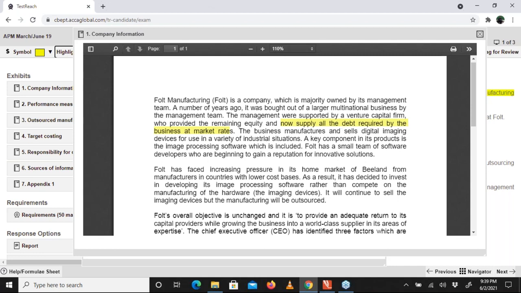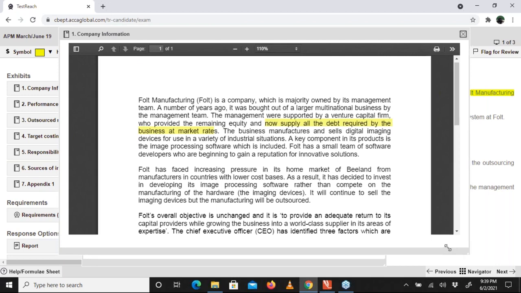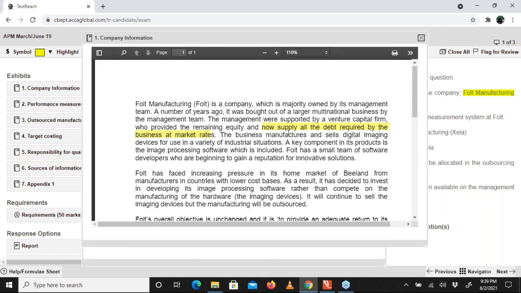Now it says the business manufactures and sells digital imaging devices for use in a variety of industrial situations. A key component in its product is the image processing software which is included. So what is the key component in its product? It's an image processing software. It says Fault has a small team of software developers who are beginning to gain a reputation for innovative solutions.